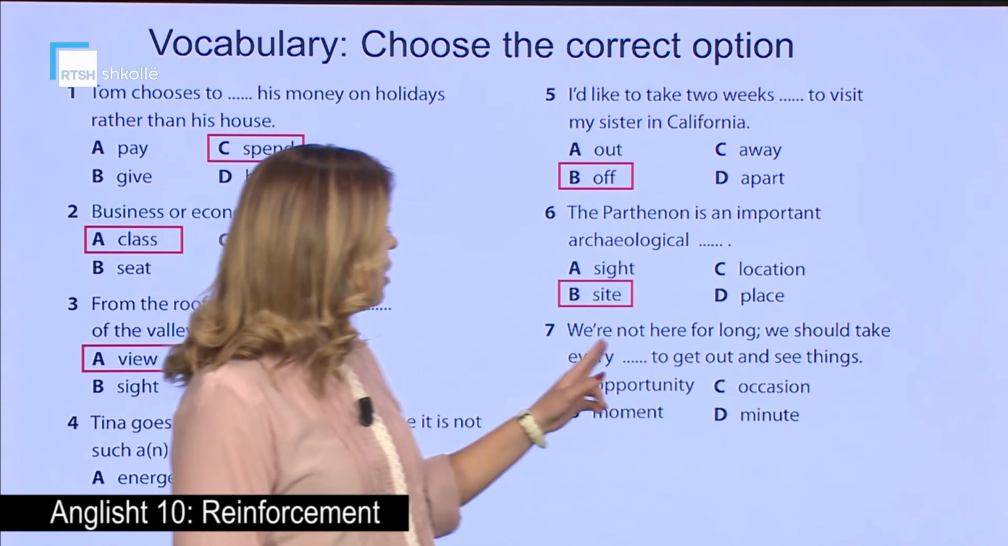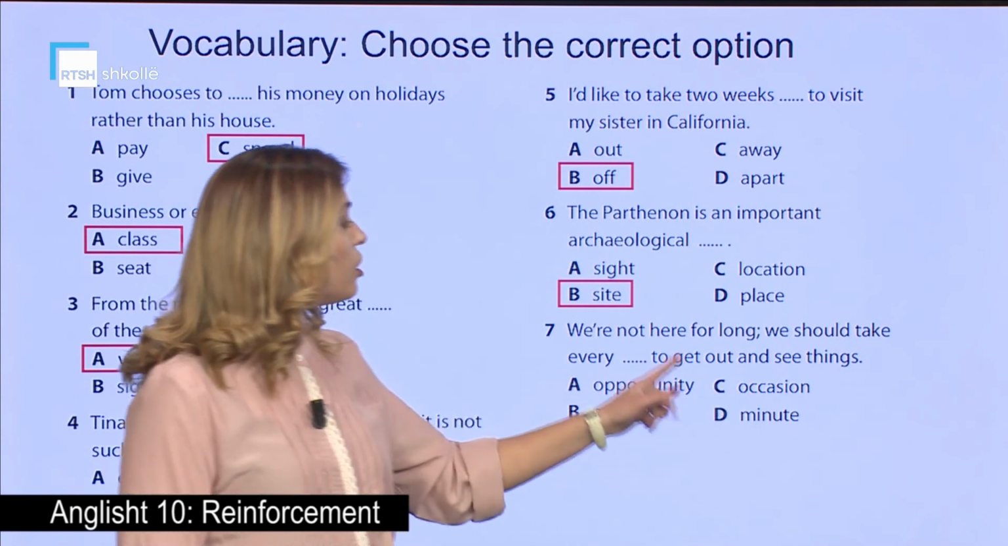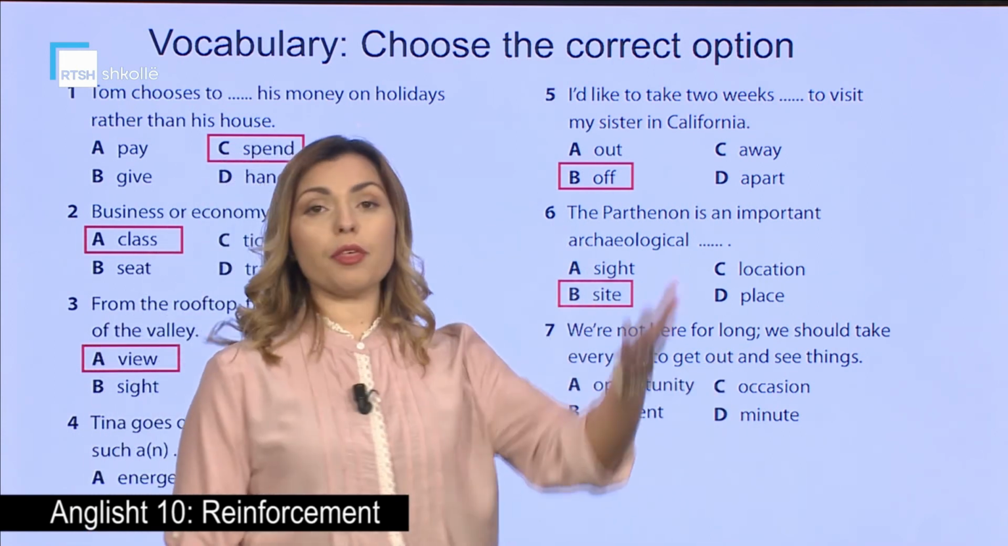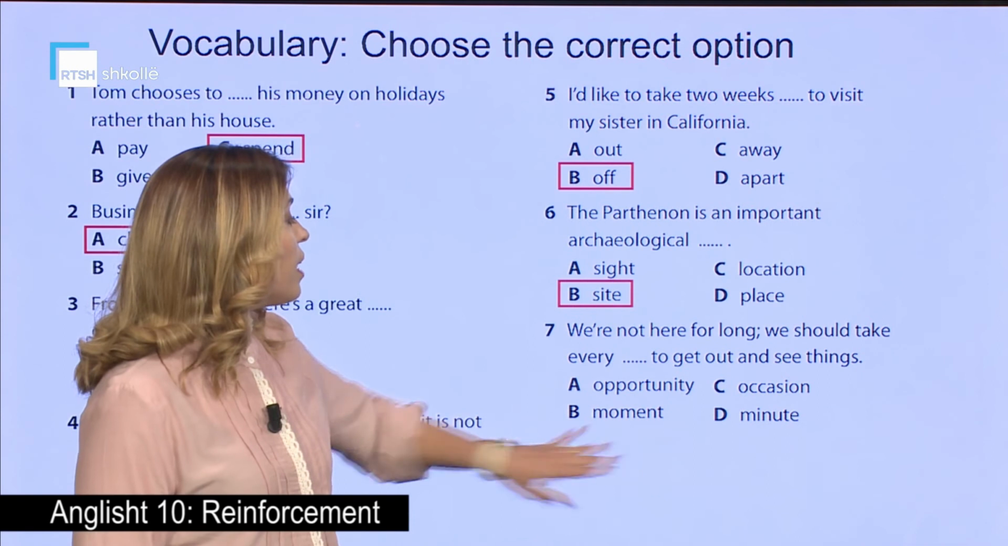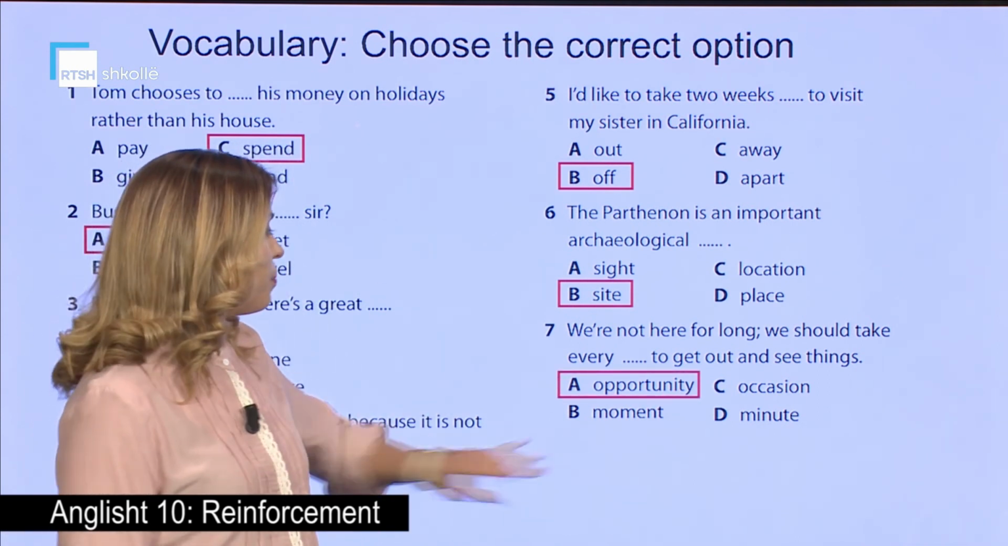And number 7, we're not here for long. We should take every opportunity, every moment, every occasion, every minute to get out and see things. So we should get every single opportunity to enjoy ourselves.